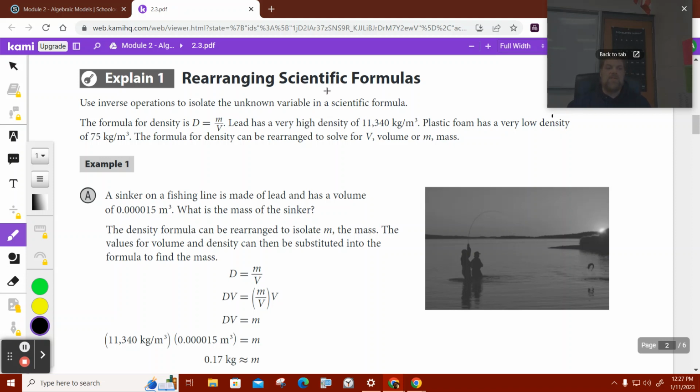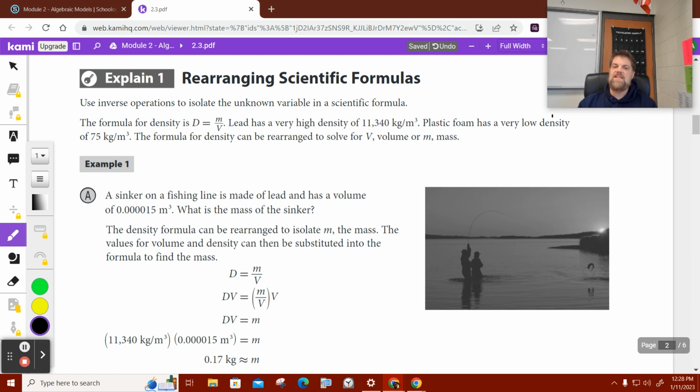All right, so let's do example number 1. We're going to use the inverse operations to isolate the unknown variable in a scientific formula. That's what we're doing in this section, okay? We're solving, in other words, we're going to make it look like x equals some stuff. So we're going to have one variable on one side of the equal sign and all the other stuff on the other side, okay? So the formula for density is equal to the mass over the volume.